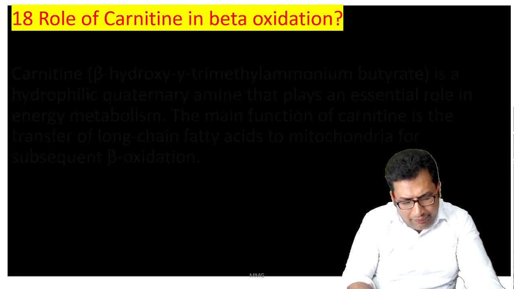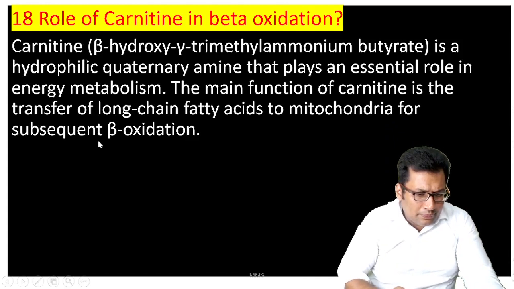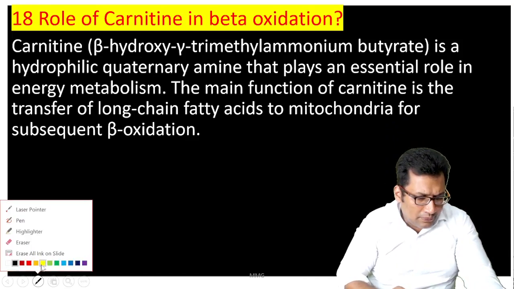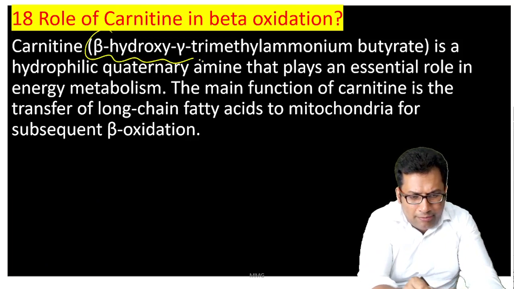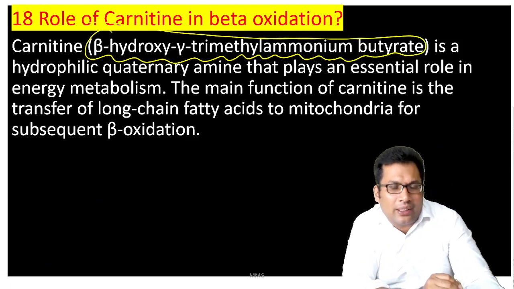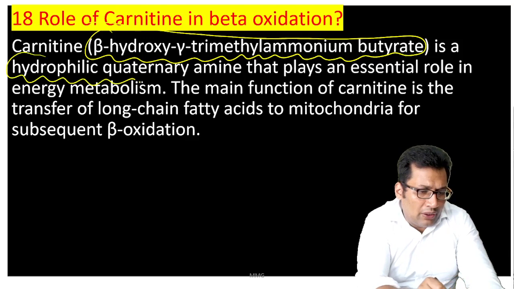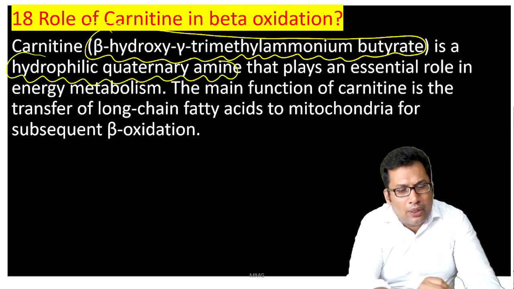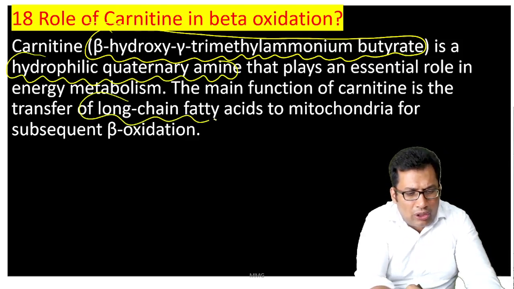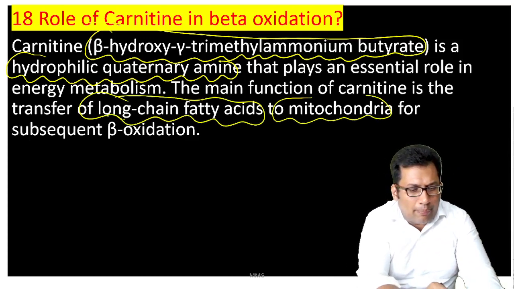Let's see what carnitine is. Carnitine is beta hydroxy gamma trimethyl ammonium butyrate. So what is this basically? It's a hydrophilic quaternary amine. The main function is transfer of long chain fatty acids to the mitochondria for beta oxidation.